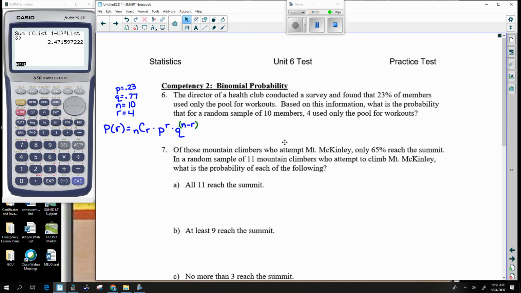Okay, so this first problem, we don't have to make any lists or anything. We can just answer the question that's being asked. They want to know what is the probability that 4 will use the pool. So that's nCr, p to the r, times q to the n minus r.